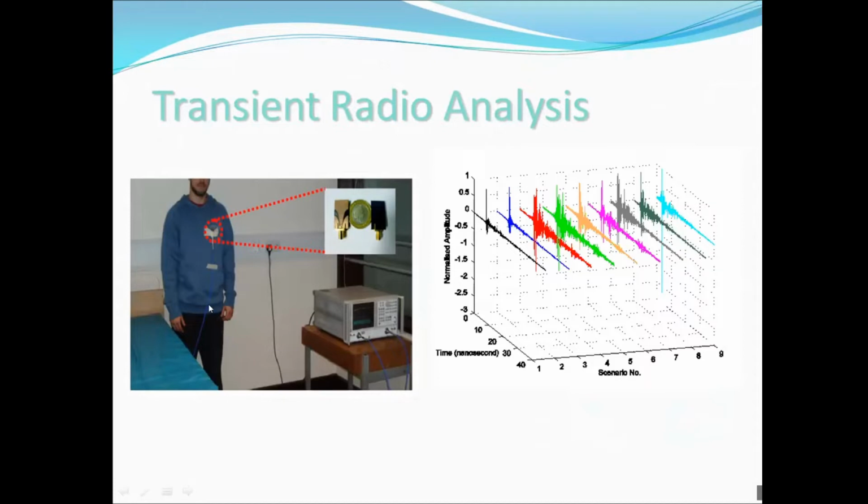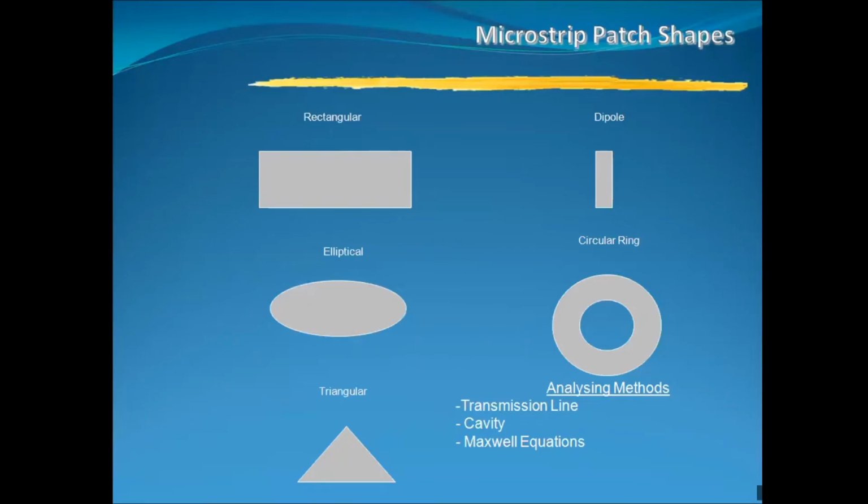So a textile material has to be selected and the antenna is to be embedded on the material, and the transmitter and receiver will be available, and this can be tested with the help of the network analyzer to see how it is working. Then the transient radio analysis can be done with the help of these on-body antennas. So these are all the basic microstrip patches: rectangular, elliptical, triangular, dipole, circular ring.